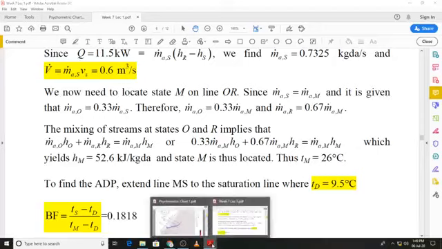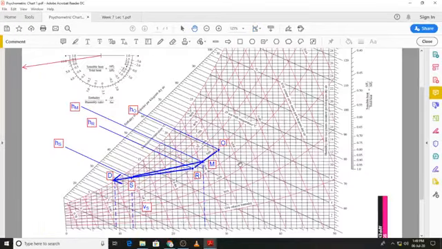And let's see how we have done that. You can see I have marked this constant specific enthalpy line of 52.6, and when I extend this line onto line OR, the intersection of this line with line OR gives us state m. Once we have located state m, we can read the dry bulb temperature over here, which is 26 degrees C.